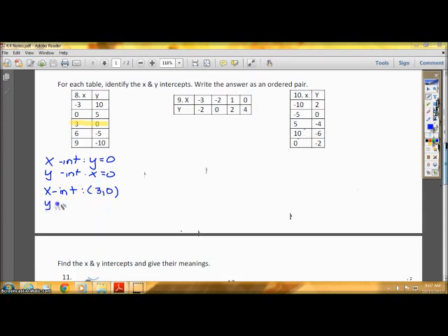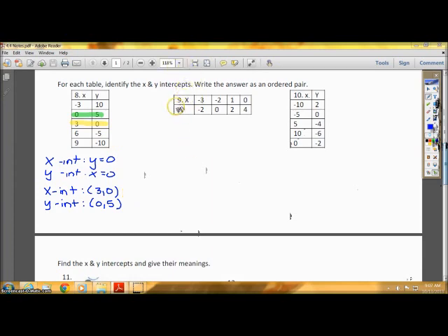Now I want to find my y-intercept. So when looking for my y-intercept, I'm looking when x equals 0. So I want to look at my table of values and find out when x is 0, and it's 0 right here at 0, 5. So my y-intercept is going to be at 0, 5. So picking them out of the table should be fairly easy. You want to look and see when your x and y's are 0.